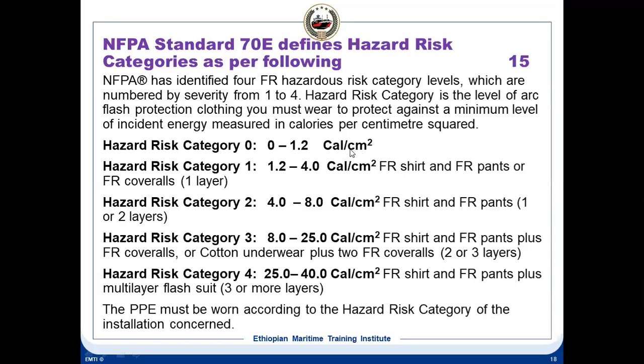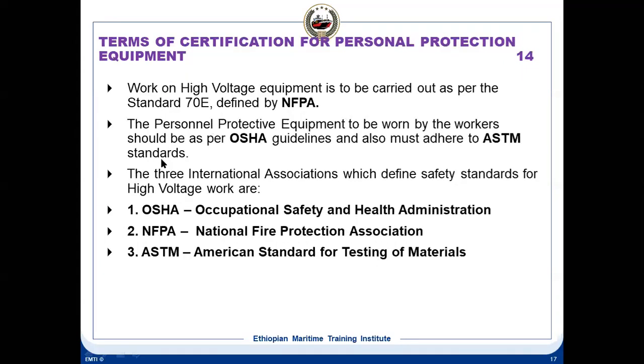Okay, so even if you get burned, it should be a 2nd degree burn. 1st degree burn is very mild. 2nd degree is a little more. 3rd degree means it is extreme. That means you have a very deep burn. That is called the 3rd degree burn. 2nd degree is also a skin burn, but 1st degree is mild. Okay, so these are the hazard risk categories.